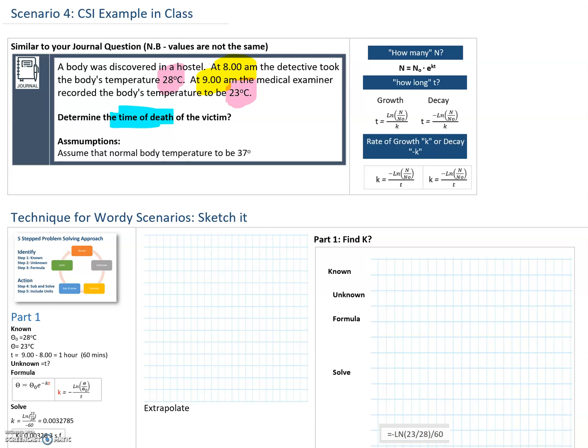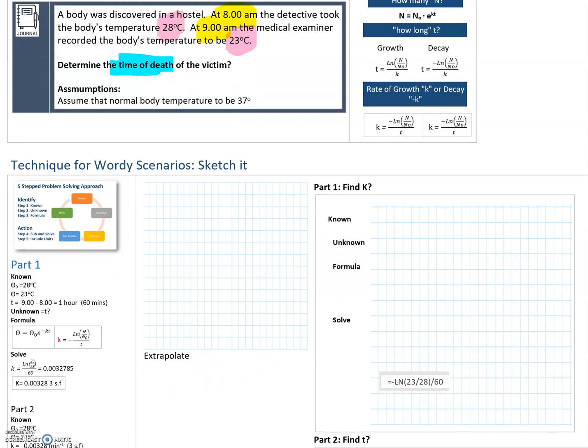We're going to divide this question into two parts, but to start with, I'm going to sketch a diagram. So with wordy questions, we break it into little chunk sizes, and it's a good idea to sketch the diagram as well. So we're going to do a time graph here, and we know that at 8 a.m. here, which is T0, when the first person found the body, the temperature was 28 degrees. So we're just going to put this in here, 28 degrees. And then at 9 a.m. here, the temperature was recorded to be 23 degrees Celsius here.